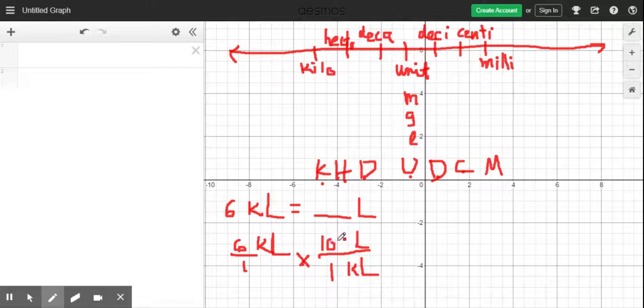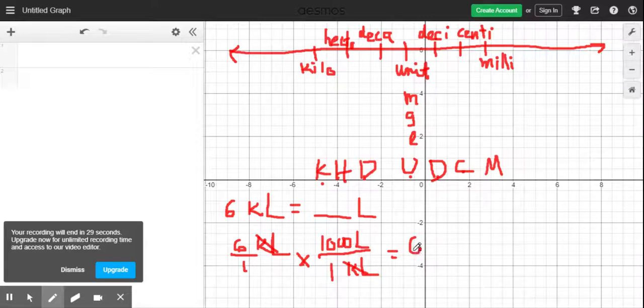Okay, there's 1,000 liters in 1 kiloliter. The KLs cancel diagonally. We take 6 times 1,000 and we're left with 6,000 liters. You also could have solved this just by looking at the diagram here. And liters is at the units place. So if we move times 10 times 10 times 10, that's 1,000. So 6 kiloliters would be 6,000 liters.